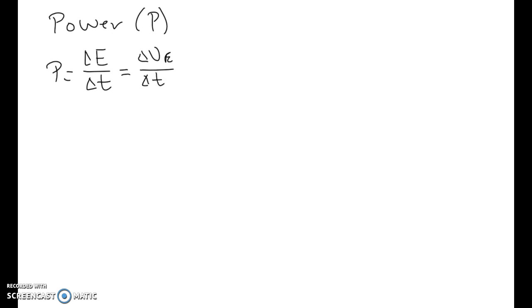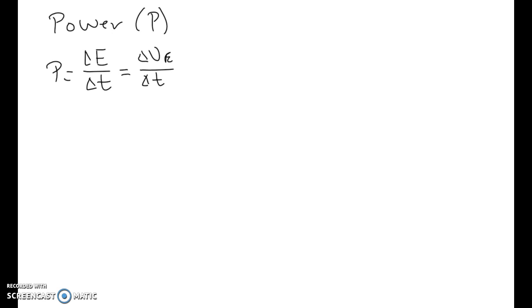Now, those quantities, when you're dealing with a typical circuit, are going to be difficult to measure. If we're able to measure something, typically it's going to be current, voltage, or resistance. So maybe we can derive a formula for power that's in terms of voltage or potential difference, current, and resistance. So let's see if we can do that. We're basically dealing with change in potential energy over time.